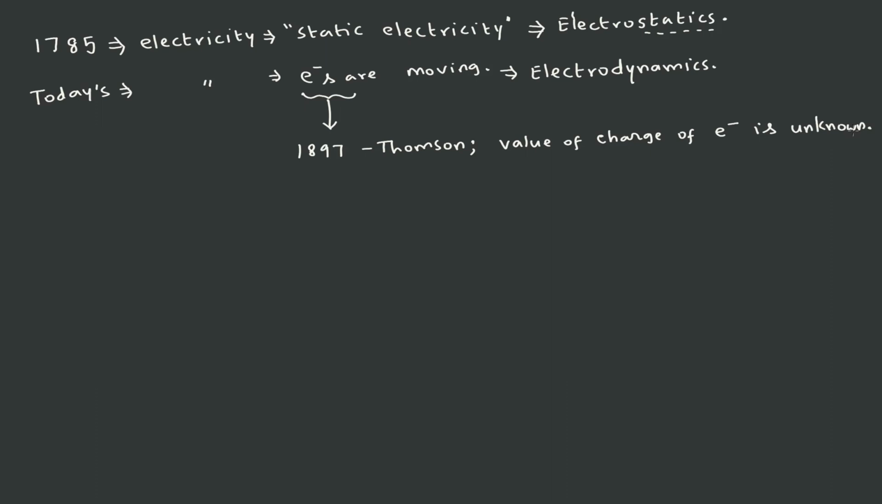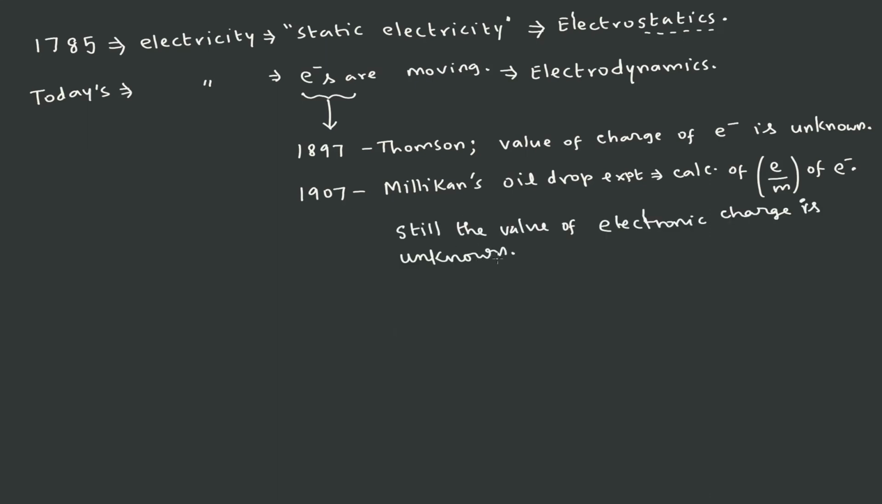Later, roughly about 10 years later, Millikan performed an experiment which you may know, what is known as Millikan's oil drop experiment. This experiment gave some idea about the calculation of E divided by M, that means the electric charge divided by the mass of the electron. But even after calculating E divided by M of the electron, what still remains unknown is the charge of the electron. So people were trying to find the value of E, that is the charge of the electron.